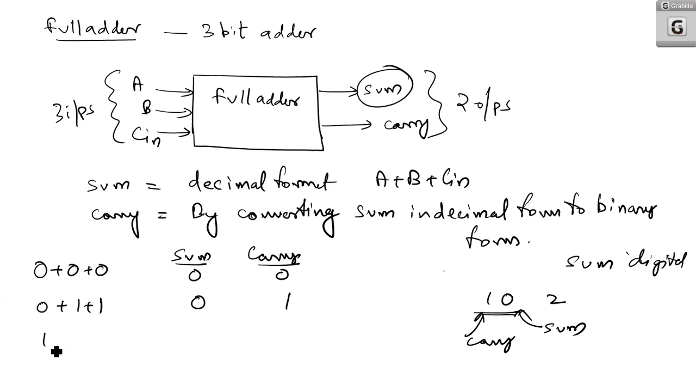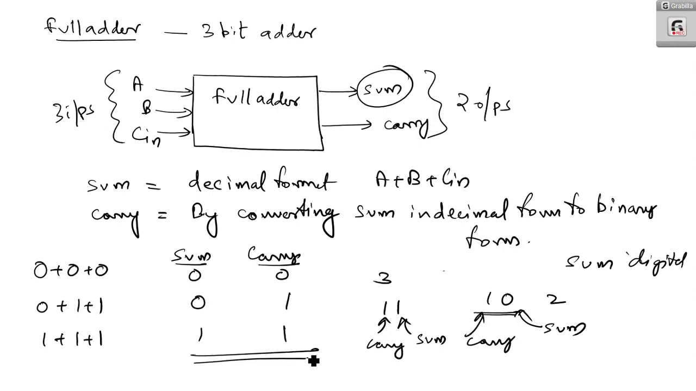Another example, if you are going for 1 plus 1 plus 1, the sum is 3. What is the binary equivalent of 3? Binary equivalent of 3 is 1 1. So the last bit becomes the sum and the first bit becomes the carry. Therefore, here the sum is 1 and carry is 1. And this 1 and 1 forms the total result. That means this sum and carry in binary format, if you are converting to decimal format, you will get the exact answer. Okay. So that is the basic concept of full adder.